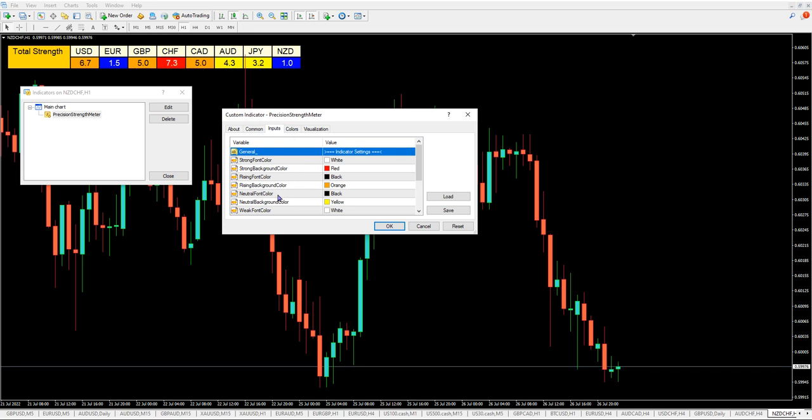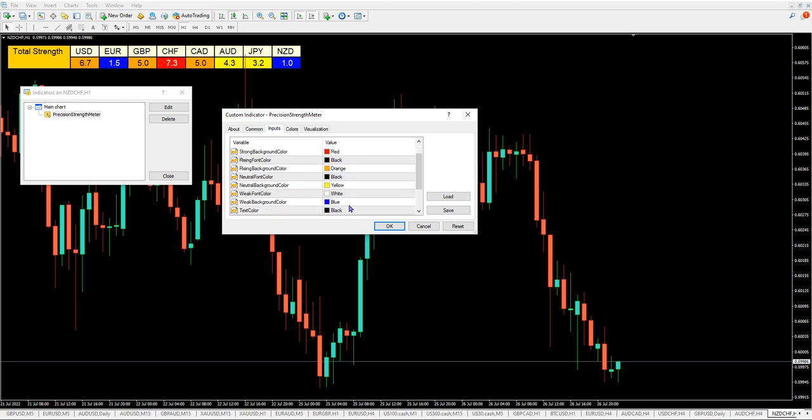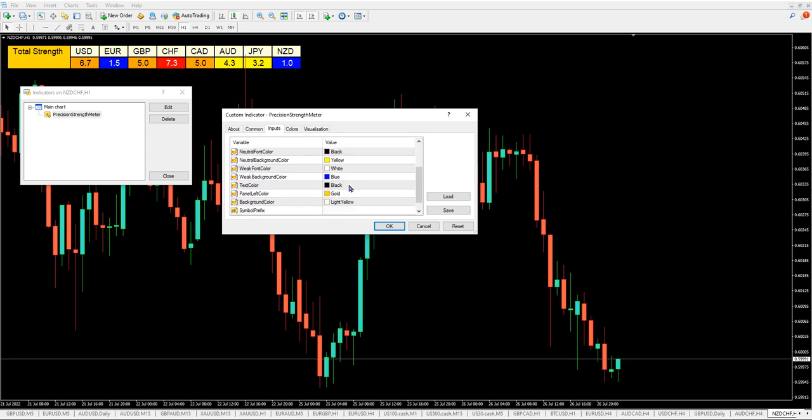And then neutral font color black, neutral background yellow. We see that here with the yen and Australian dollar. And then the weak font color white with the weak background color blue. We see that with the New Zealand dollar and the euro. And again, these are the default settings. You can change these however you would like. Let's get into it.